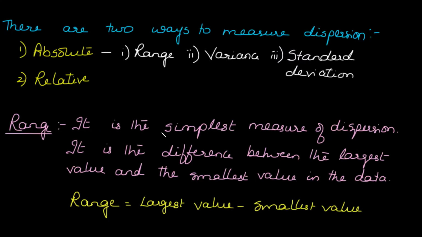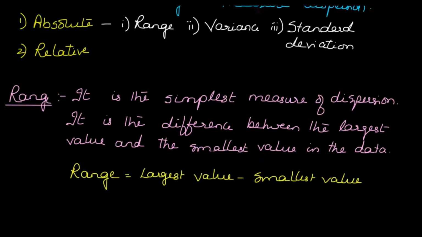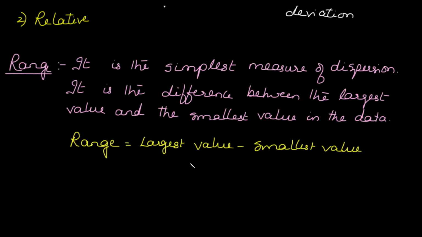Now range is the simplest measure of dispersion. It is just the difference between the largest value and the smallest value. So we just take the largest value and subtract the smallest value from it of the given data, and thus we get the range of the data. So we can just say the formula for range is L minus S.